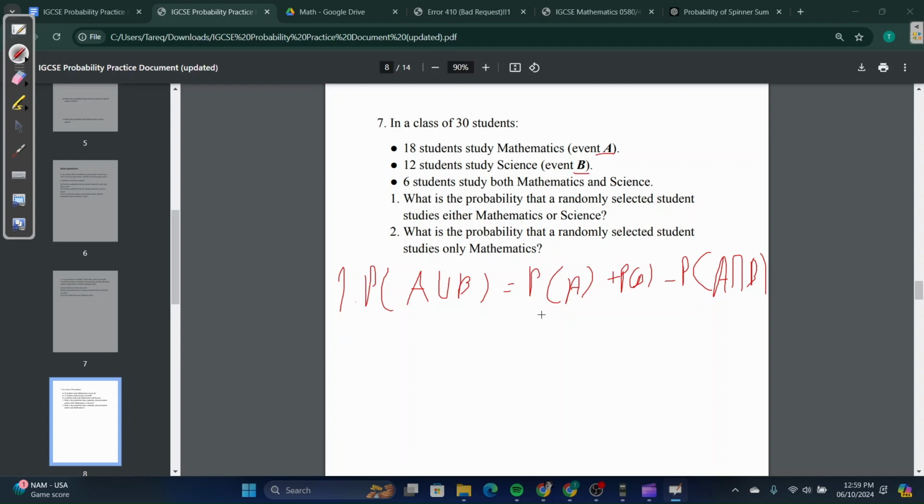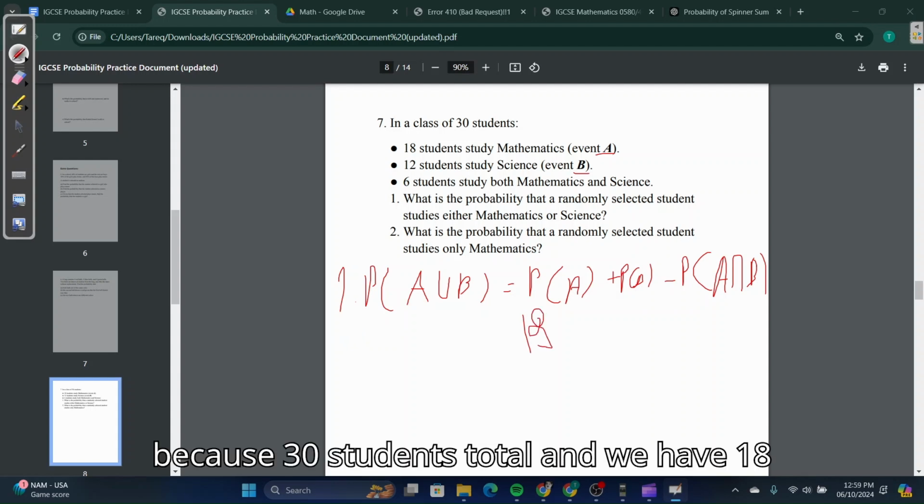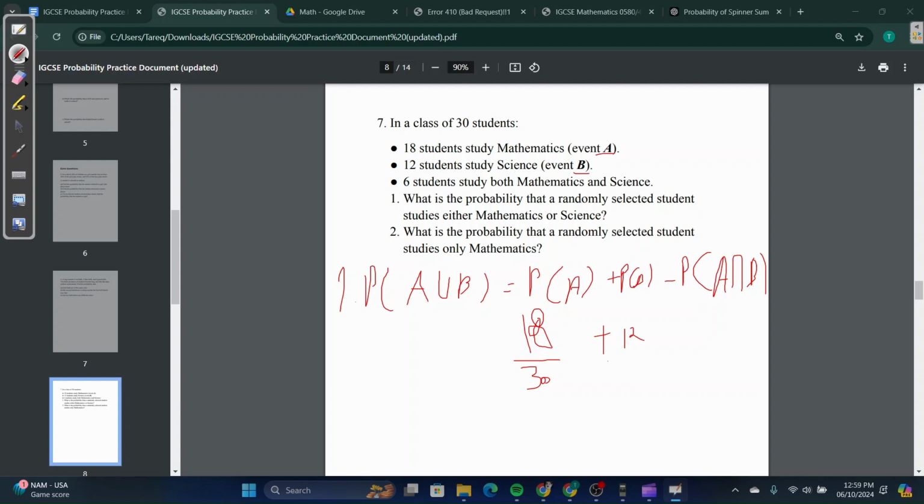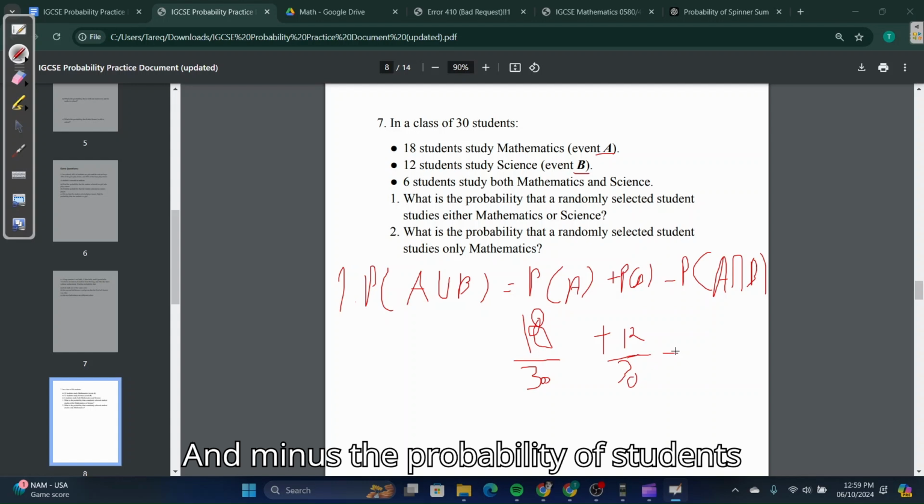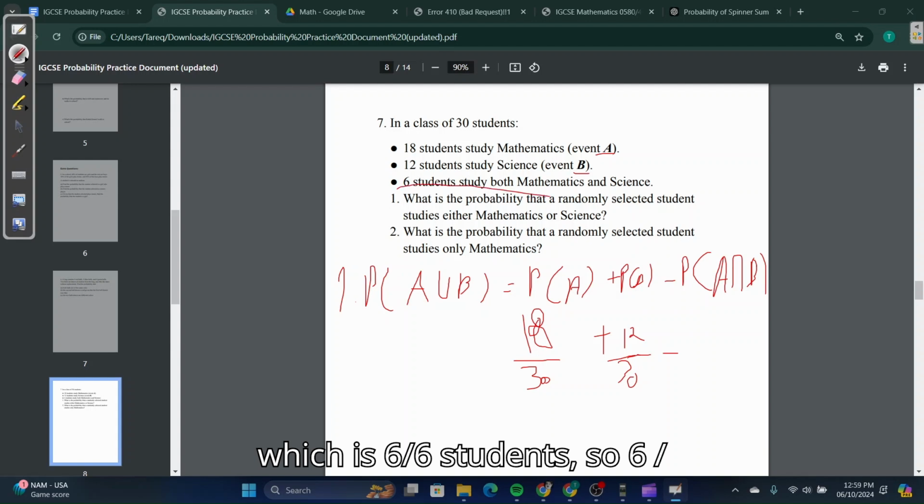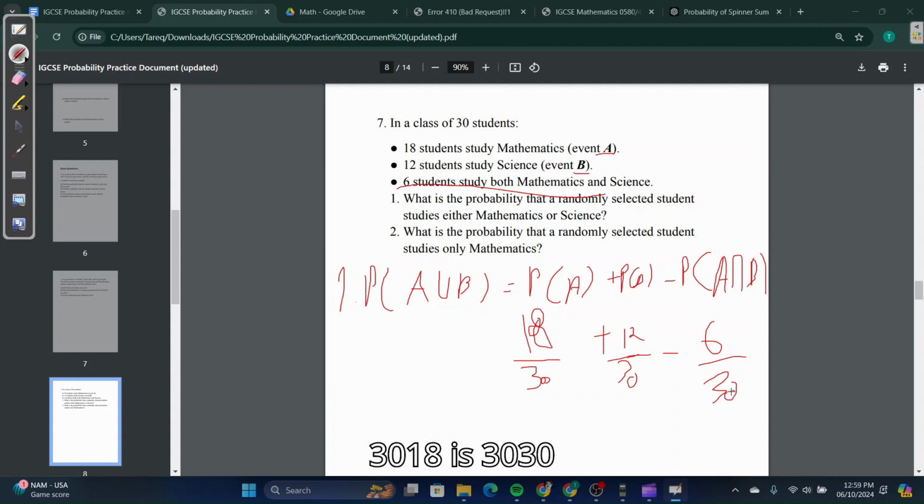So, probability of A is 18/30 because 30 students total, and 18 of them study math. 18/30 plus 12/30, minus the probability of students that study both math and science, which is 6 students, so 6/30. 18 plus 12 is 30. 30 minus 6 is 24. So 24/30. That's our answer for part 1.